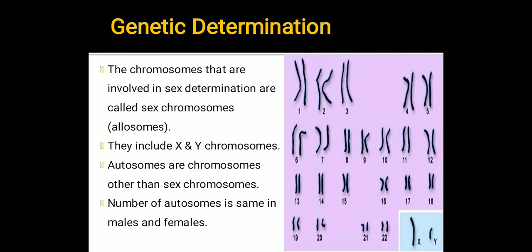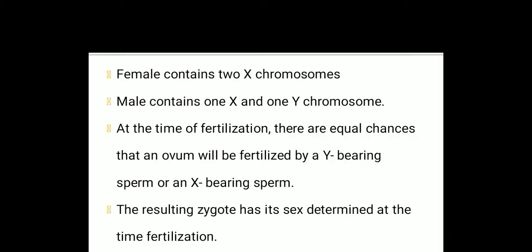The number of autosomes is the same in the male and the female. You should know about heteromorphic. Normally, if you take the male and the female, there are two sex chromosomes: one is X and the other is Y. Females contain the X chromosome only; they do not have the Y chromosome. Females always consist of two X chromosomes.